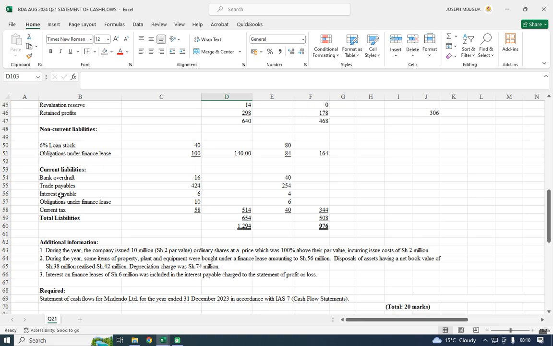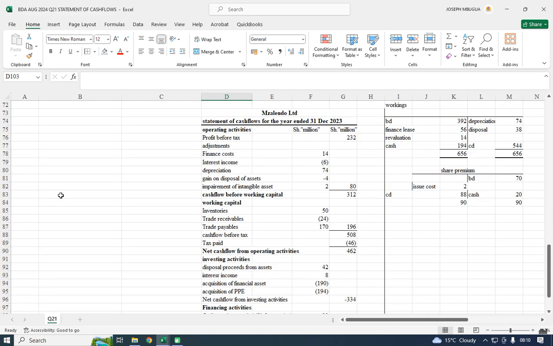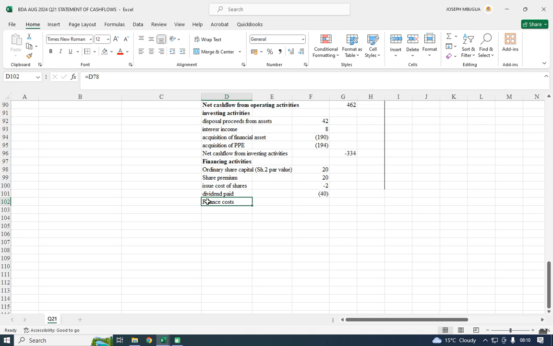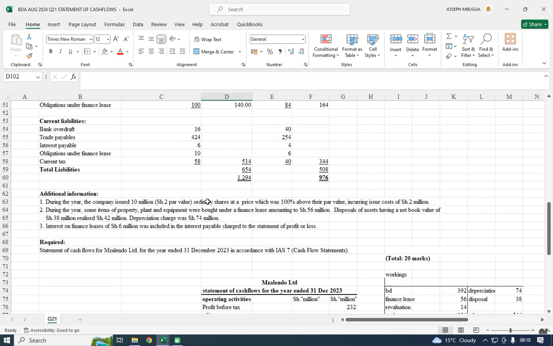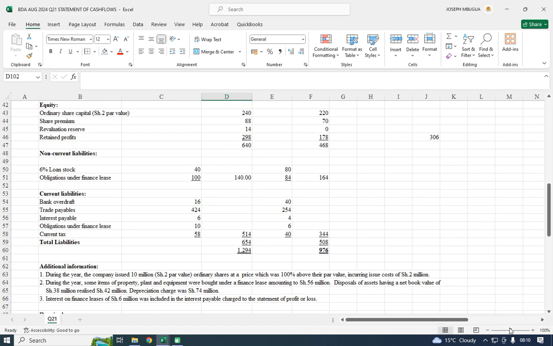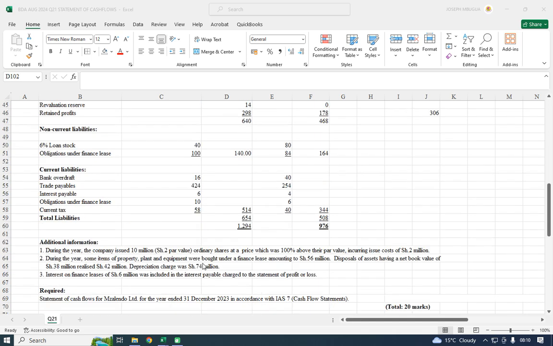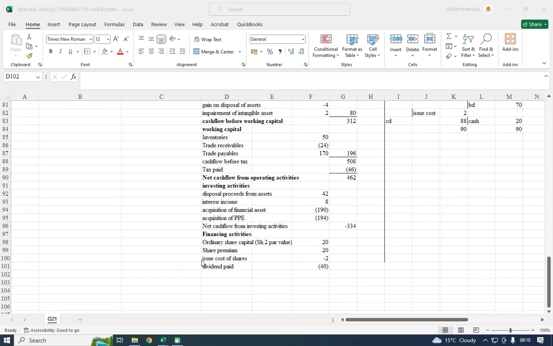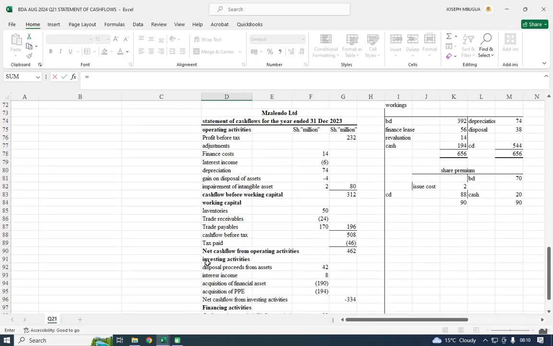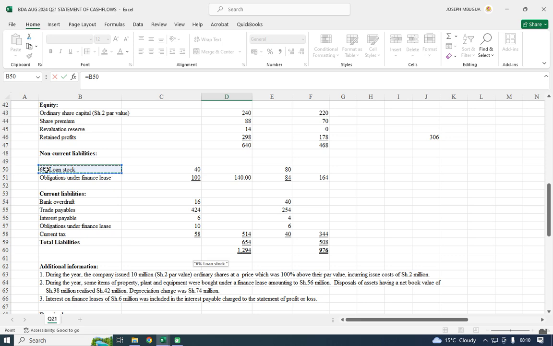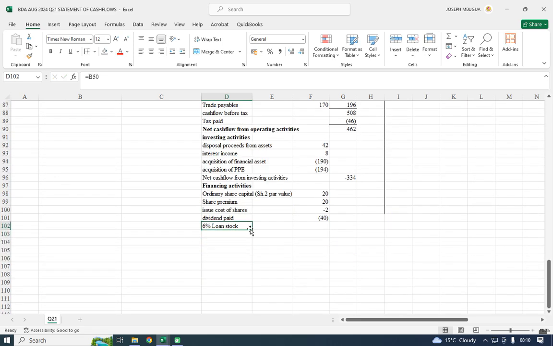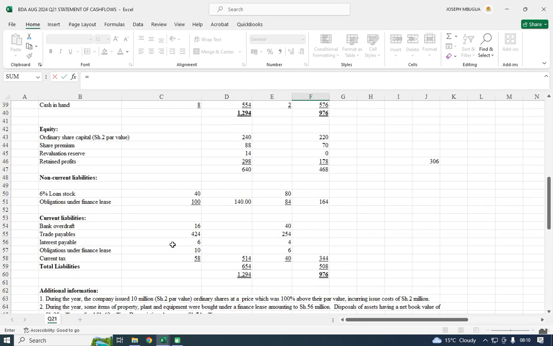Before the finance, we follow a systematic order, and I'll first deal with the loan. The 6% loan note and the obligation under finance lease, the two of them. When you look at the loan, we had a decrease from 80 to 40, so we had a repayment of loan.